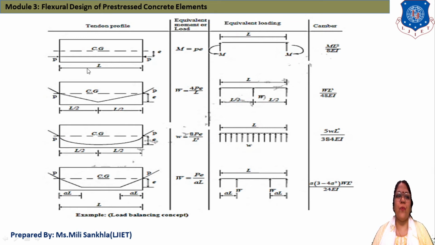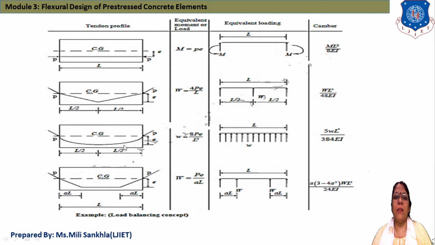Okay, now first one, the horizontal beam is given and it is subjected to eccentricity e and prestressing force. M, the equivalent moment, is equal to Pe, and camber, that means our deflection, is equal to M L square by 8EI for this condition. Now second, this beam is subjected to a single curve tendon, and W is equal to 4Pe by L, and the equation of deflection is equal to W L cube divided by 48 EI, that we already discussed just now.